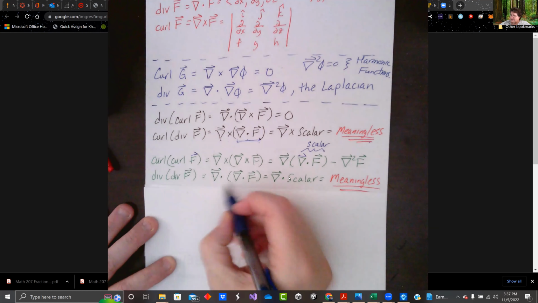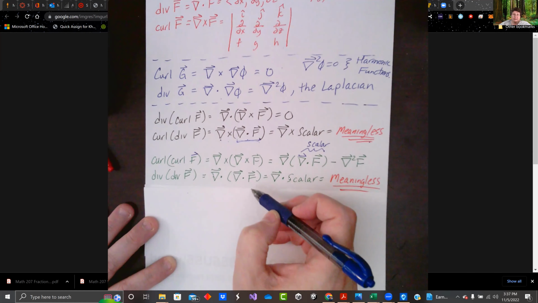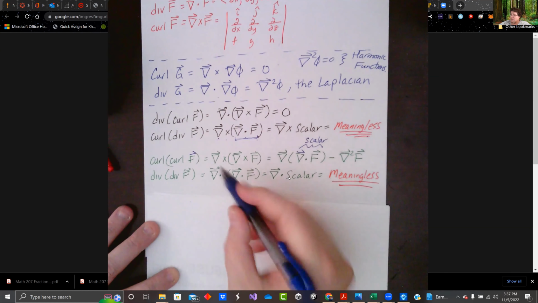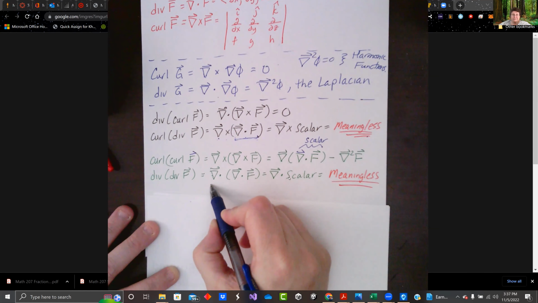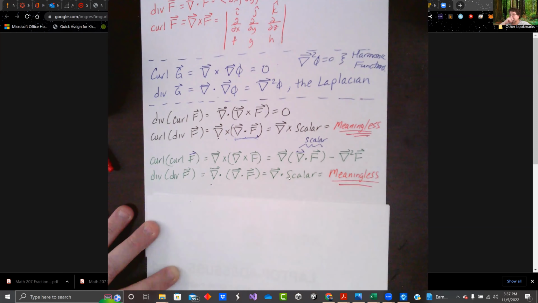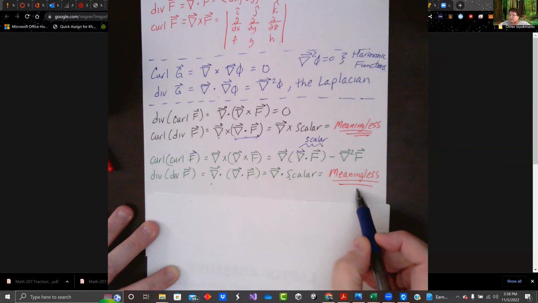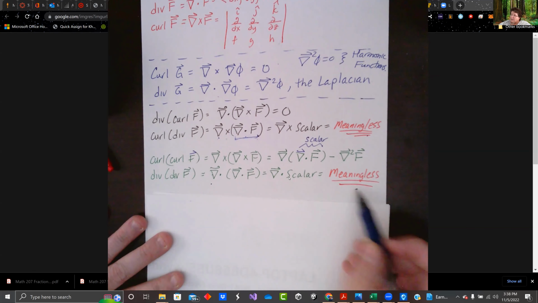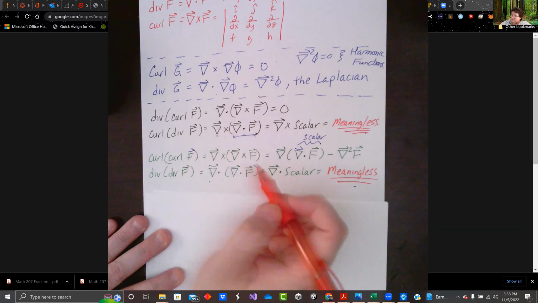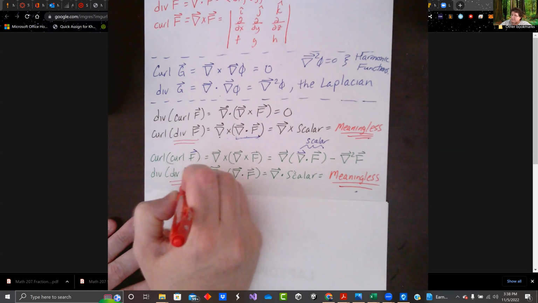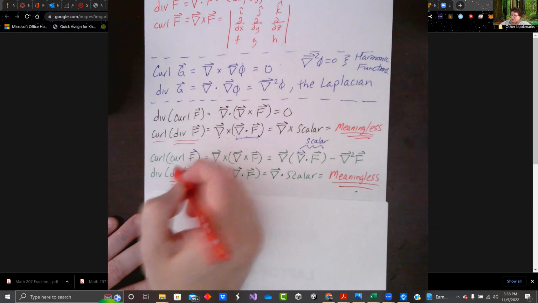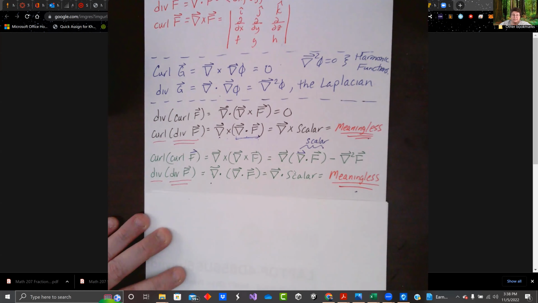We've got the del operator dotted with the divergence of F. The divergence of F again is a scalar, so it doesn't make sense to do a dot product with a vector. You can't dot a scalar with a vector. You can multiply a scalar times a vector, but you can't do a dot product. So this is meaningless. And I did point these out because when you're doing another operation on divergence, it's meaningless in both cases. So doing the curl of the divergence or the divergence of the divergence is meaningless.